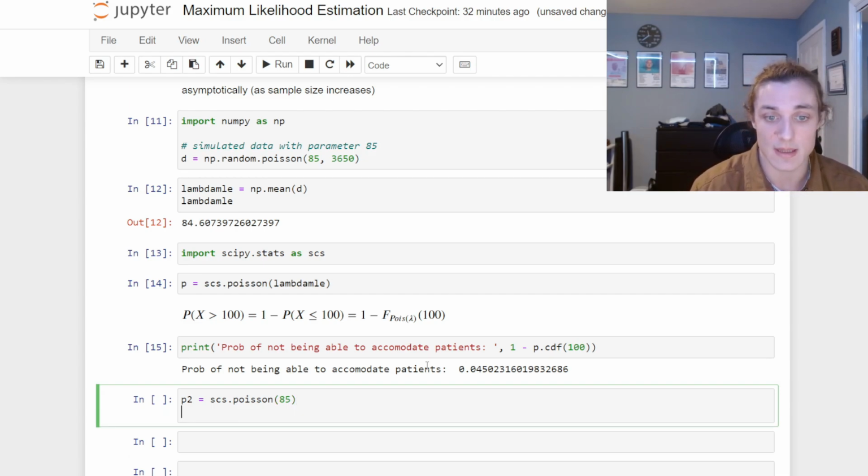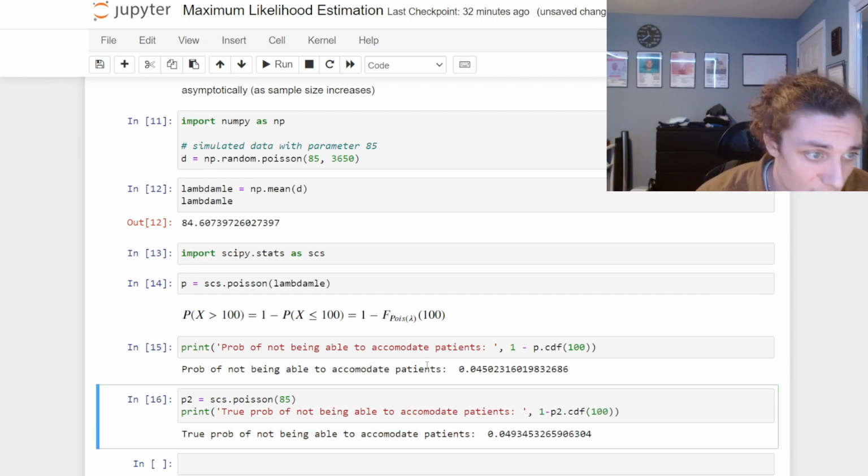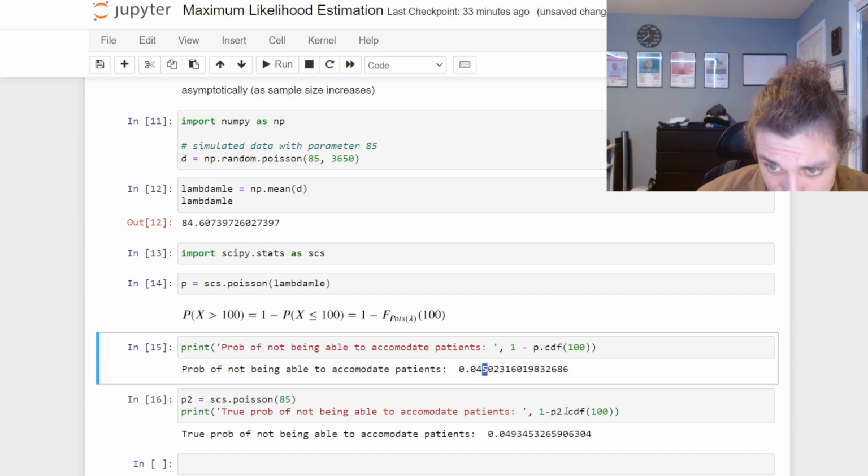So we will say print true prob of not being able to accommodate patients. And this is going to be 1 minus p2.cdf. And we can see here that it is still roughly 5%. We are a couple of basis points off if you were to compare.